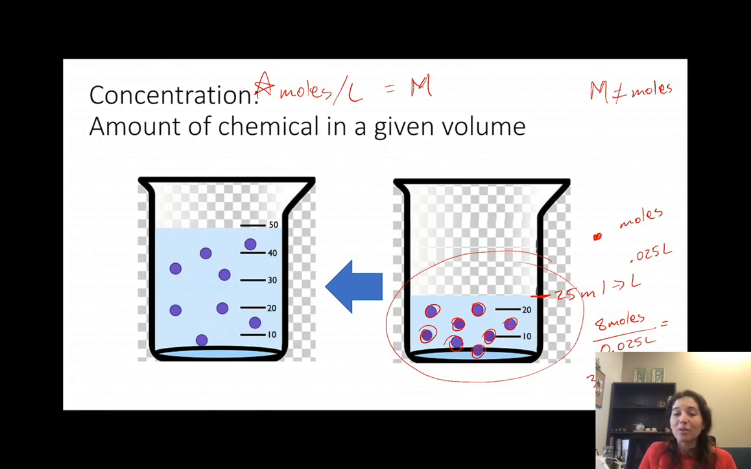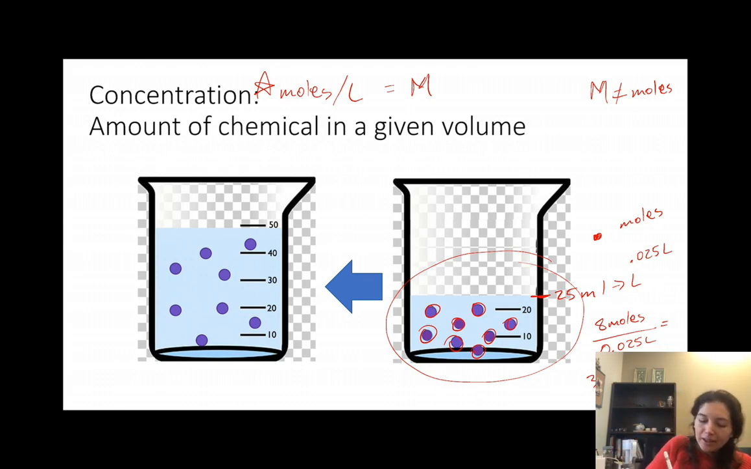Most of your concentrations are going to be somewhere between like 0.001 and like 4 at most. The highest concentration you'll probably see in this class is 4. But it demonstrates the concept that you can see the moles in the volume.